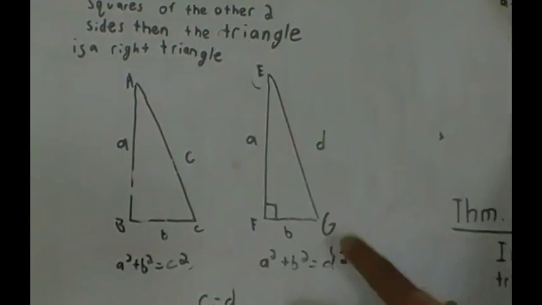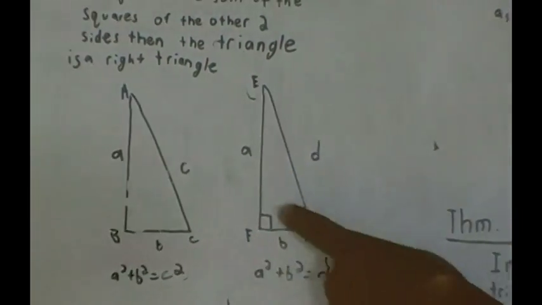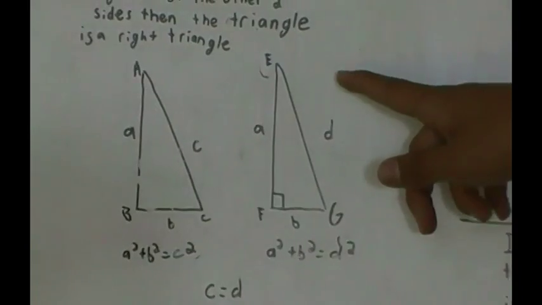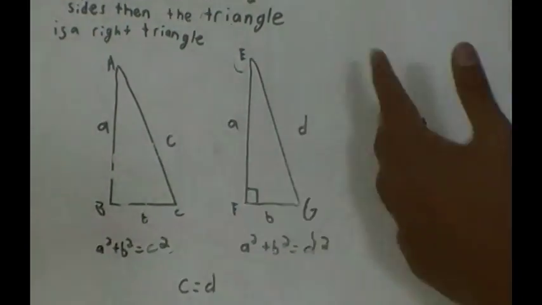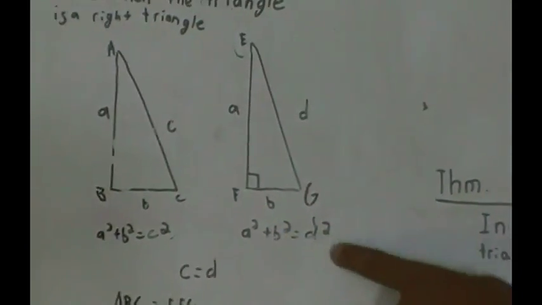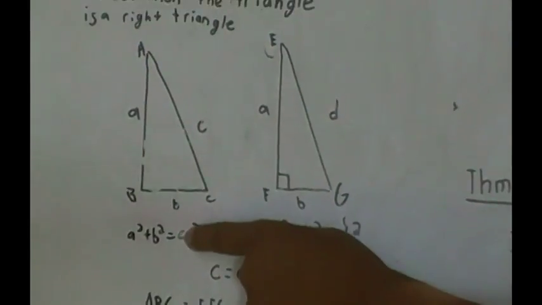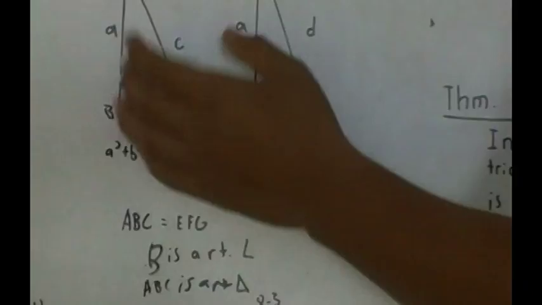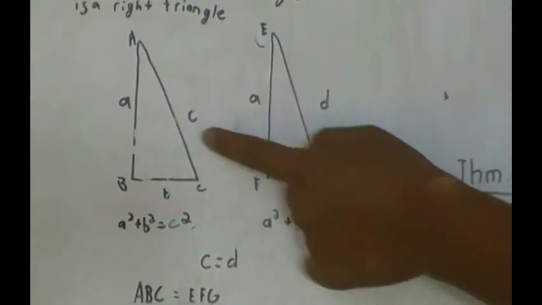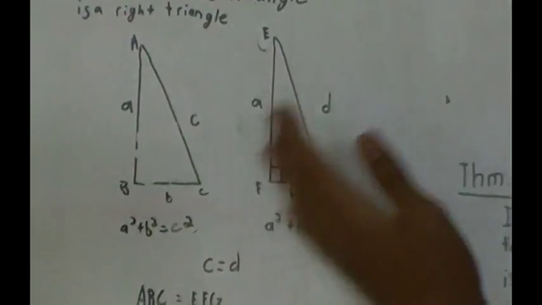It's just a triangle. But then if we copy these segments to a new triangle EFG and put a new segment here, d, and this is a right triangle, then a squared plus b squared equals d squared. And according to this theorem, a squared plus b squared equals c squared. Therefore, c equals d. These two triangles are congruent. Angle B is a right angle, and ABC is a right triangle.